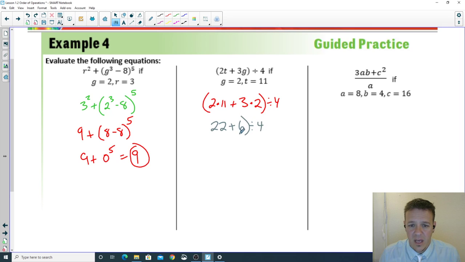Now, there's still parentheses in here, so you want to make sure you solve this first. So that'd be 22 plus 6 is 28. That's divided by 4. It ends up being 7.